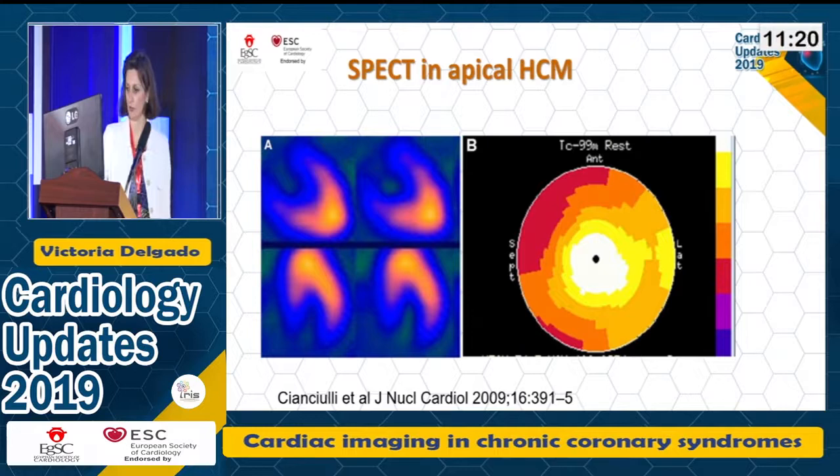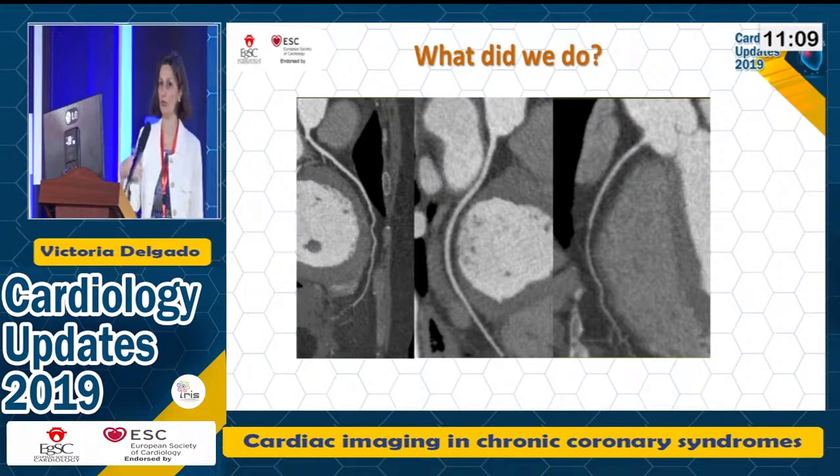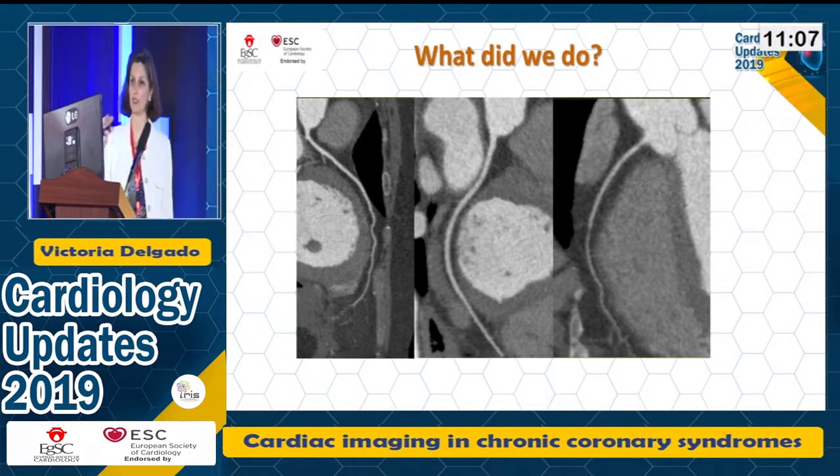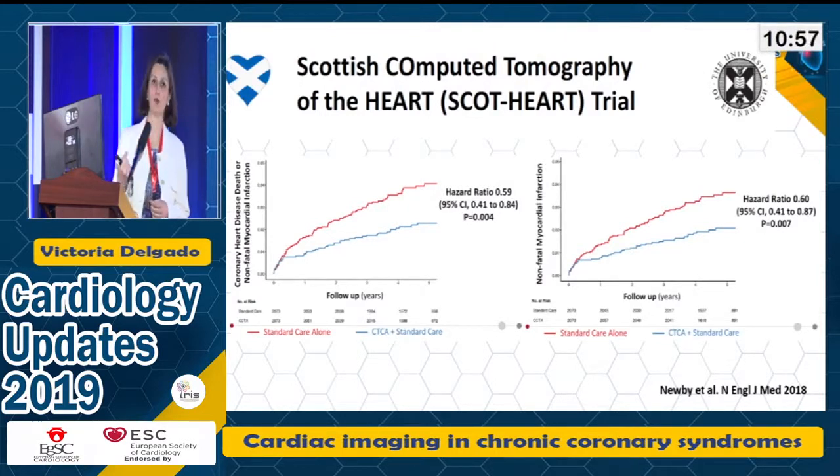And if we go to the next one. So what we did was a CT coronary angiography, and you can see that this patient has completely normal coronary arteries. So then we could rule out that she has coronary artery disease. We can refer her to the general practitioner. And CT is a very powerful technique because I'm going to highlight this one trial. There have been several trials on the use of CT coronary angiography to evaluate patients with suspected coronary artery disease.